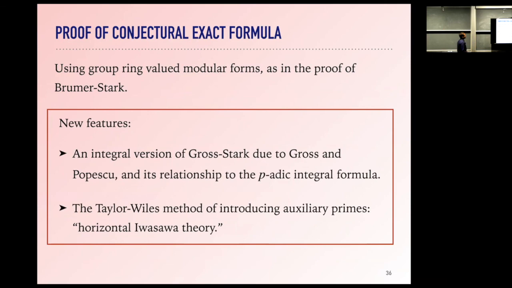So an integral version of the Brumer-Stark, of the Gross-Stark conjecture that I alluded to earlier, that was proven with Darmon and Pollack and Kakde and Ventullo. There's an integral version that we actually proved, due to Gross and Popescu. And there's a relationship between that integral formula and my p-adic integral formula that I had proven earlier when I was a postdoc here at the CRM.